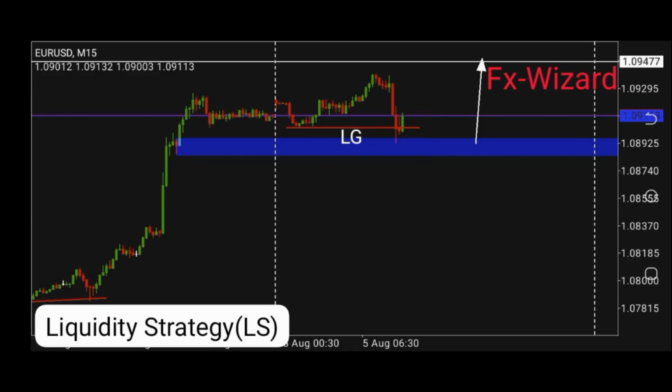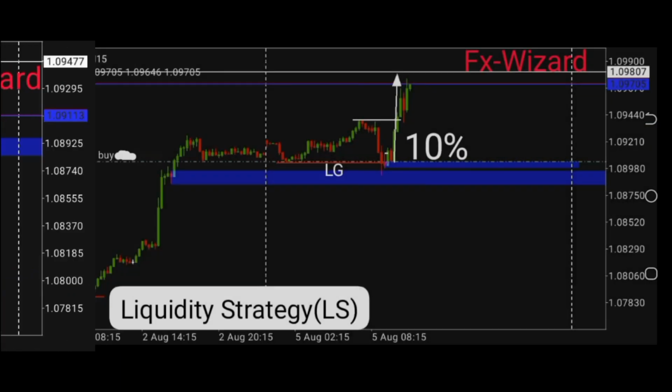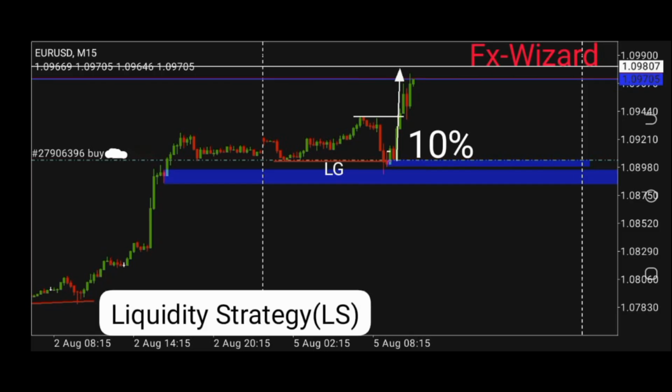So as you can see here, many people would have been looking to sell this market, but for us on the liquidity strategy, we already know that this is just a deceiving BMS, which is a liquidity grab. So once we grab liquidity, since we have a loss of strength, first of all, you identify your loss of strength. Second, you identify your LG and know the type of loss of strength that is forming before you can take your trade. Then, as you can see, I made 1.10 on this particular continuation trade.